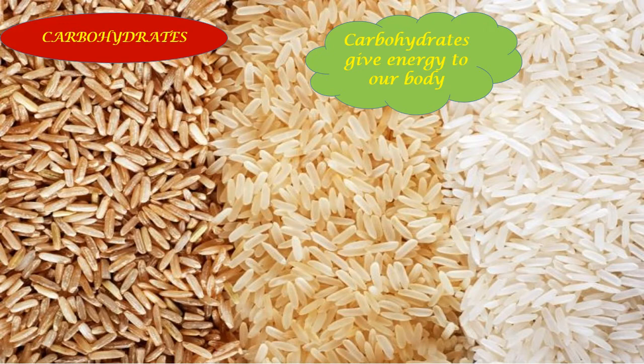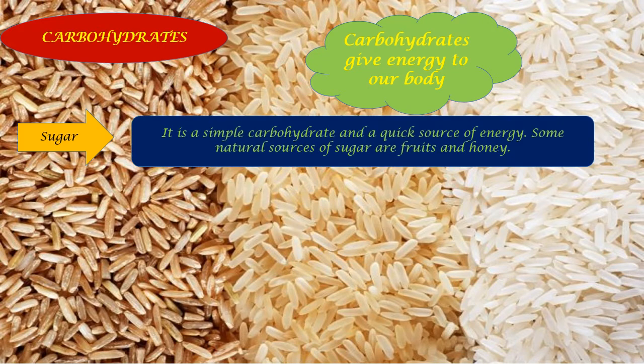So always just remember, carbohydrates are an energy giving food item. All right. Carbohydrates are categorized into two major categories: sugar and starch. There are many different forms of carbohydrates. Here we will discuss sugar and starch. So what is the difference between these two?